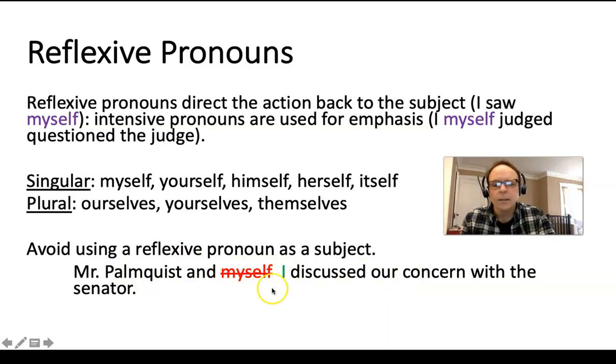And that may sound funny to some people, but again, I is a subject pronoun. Myself is usually used as an object. It's something to reflect back. I is a subject here, and then myself comes after. You can see that. So again, we try not to use these reflexive pronouns like myself, yourself, himself as a subject of a sentence.